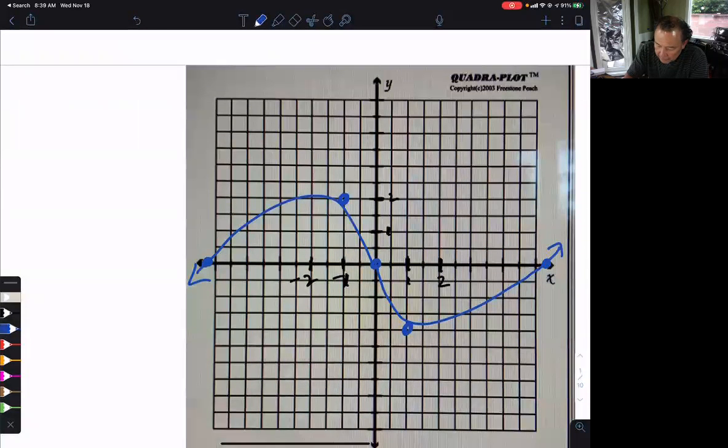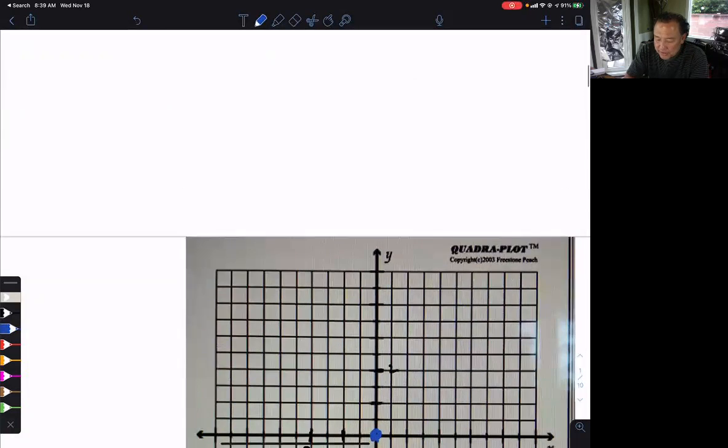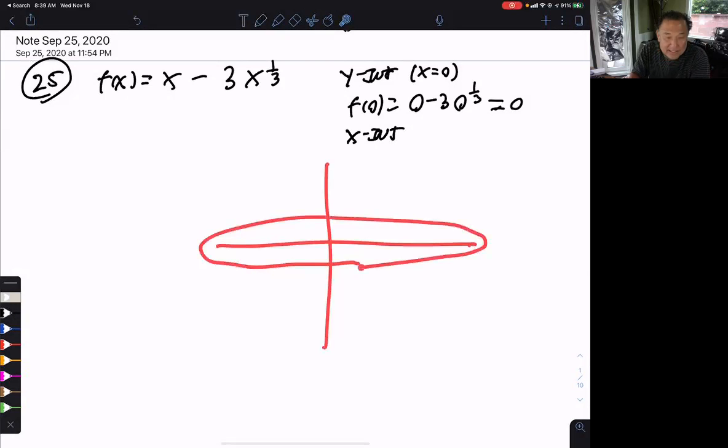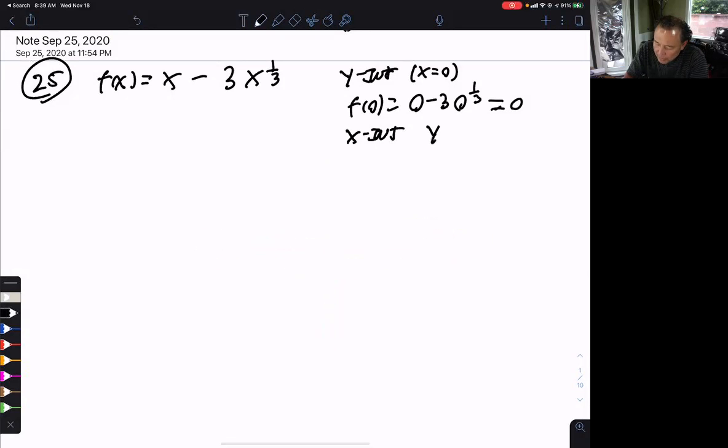Let me erase this graph. So we know it goes through the point (0, 0). So now we already have one location. Then we're going to keep going and ask, where does it cross the x-axis? Because this is all information that helps us to graph. An x-intercept is where it crosses the x-axis, but we know y is 0 on the x-axis. So for that one, we set y equal to 0, and we get 0 equals x minus 3x to the 1/3.